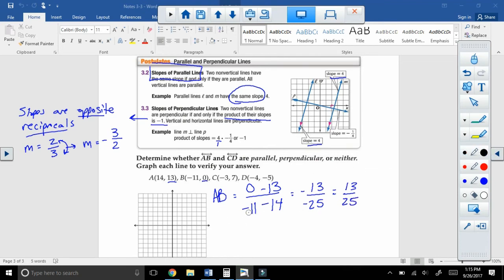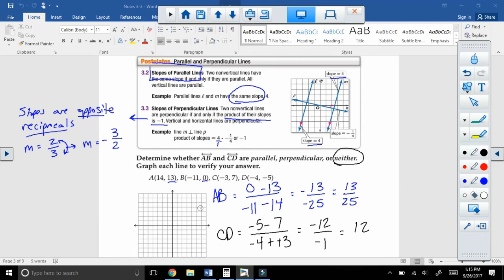For the slope of CD, I'm going to have here, let's see, -5 minus 7 and -4 minus -3. Remember, you add the opposite when you're subtracting negatives. So this one here is going to be -12 over -1. So looking at these, these are not the same number. Sorry, this would be +12. And they're not opposite reciprocals either. So I know the answer to this one is going to be neither.